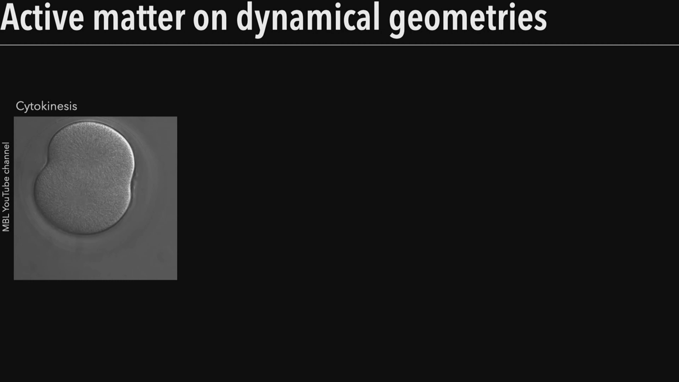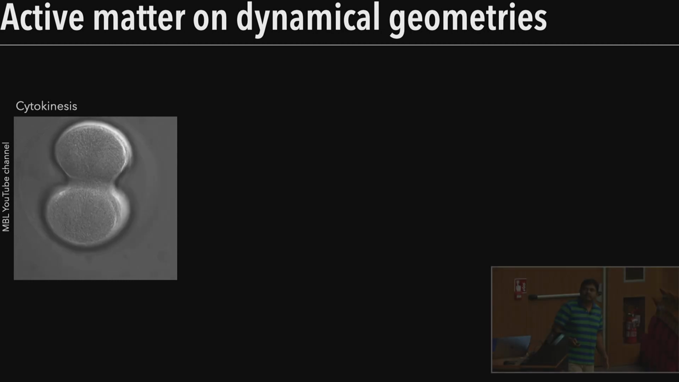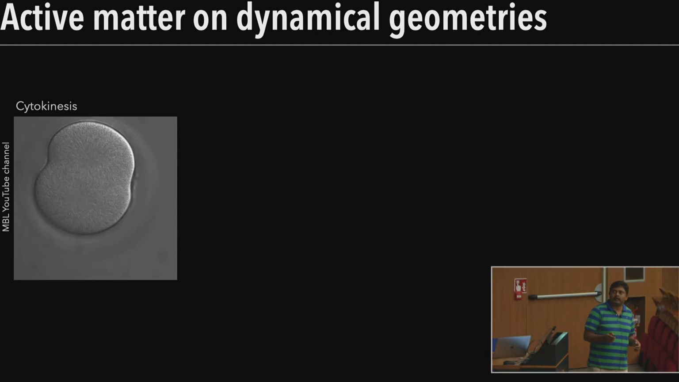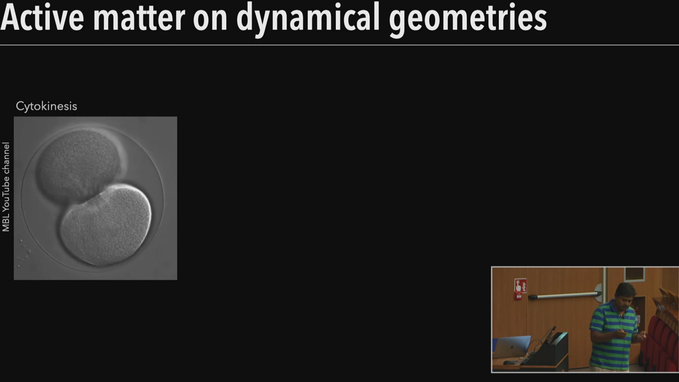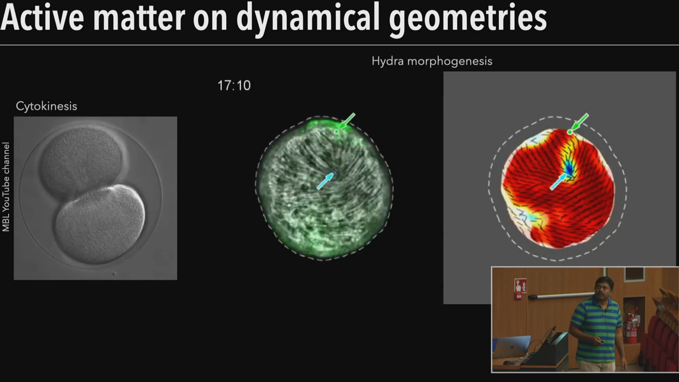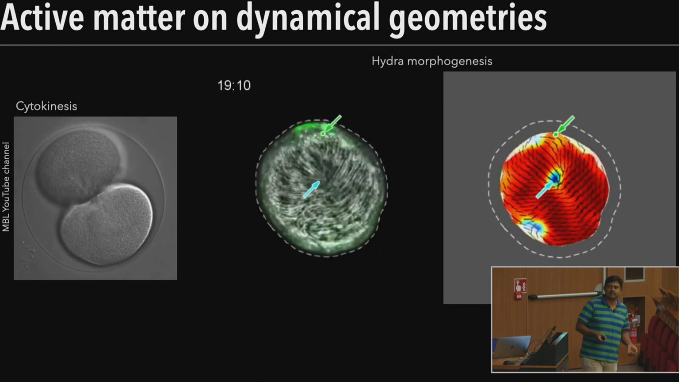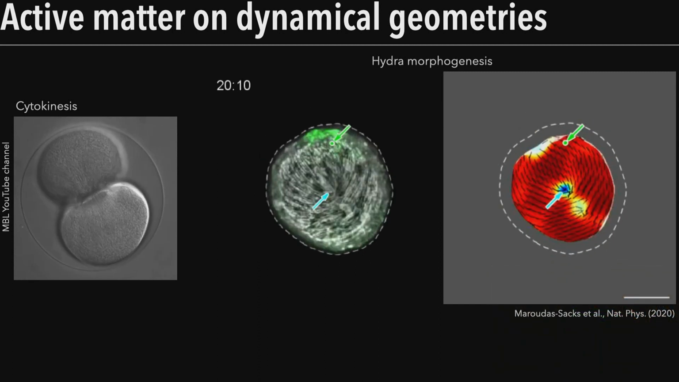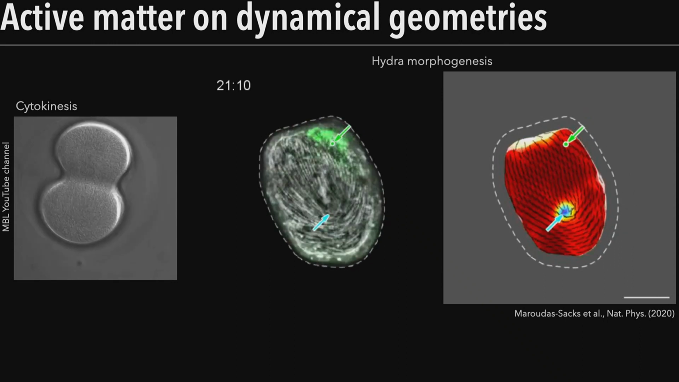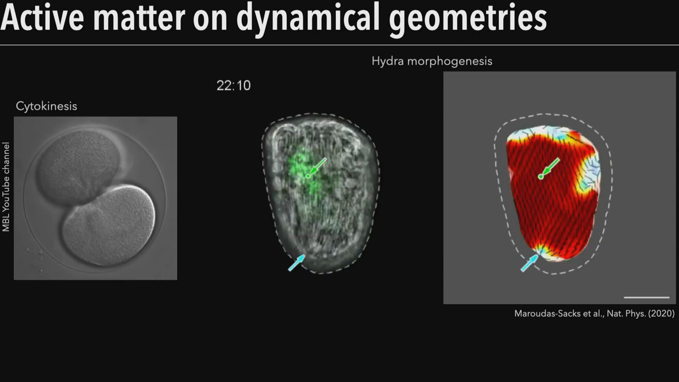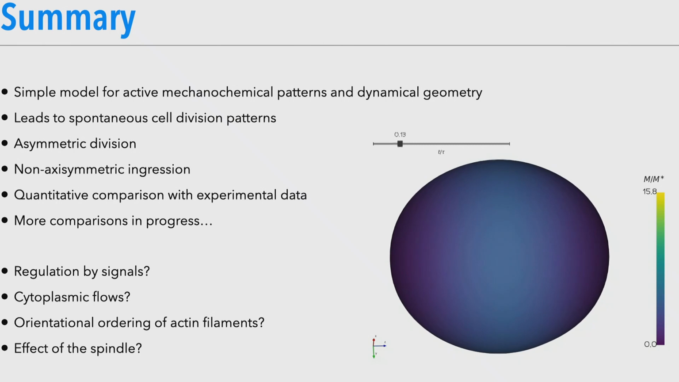I'm almost at the end of my talk. We've possibly explained ideas of cytokinesis and even asymmetries in cytokinesis. It's natural to extend that to other deformable geometries in cell biology, classic examples like hydromorphogenesis and so on. So some things are cooking in the lab. This is a summary.